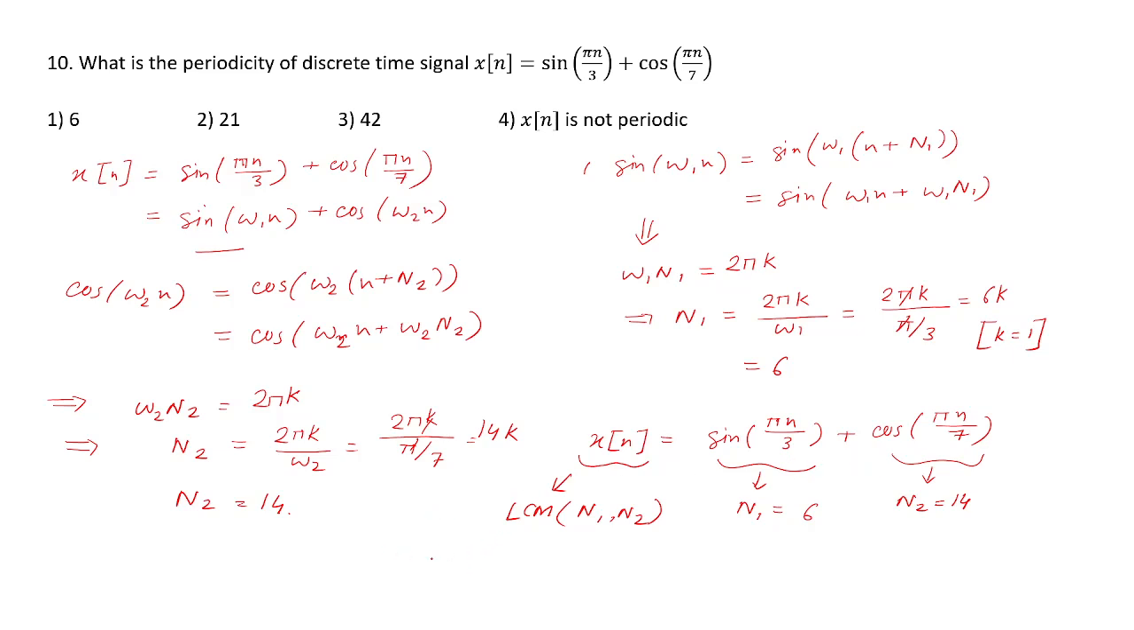So the period we denote as N, that is the period of x[n], is LCM of N1 comma N2, which is LCM of 6 and 14. You can see the result comes out to be 42, I think. Yeah, 42. So the discrete time signal x[n] is periodic with period 42.